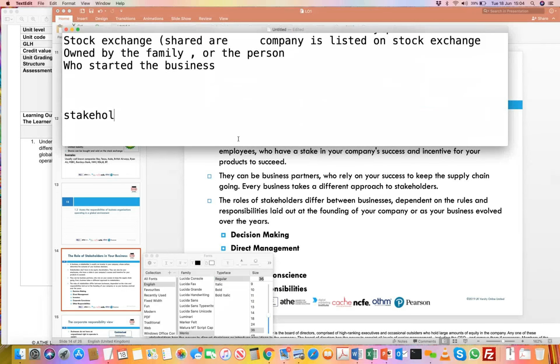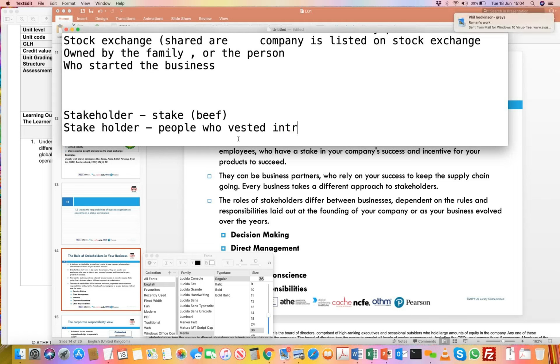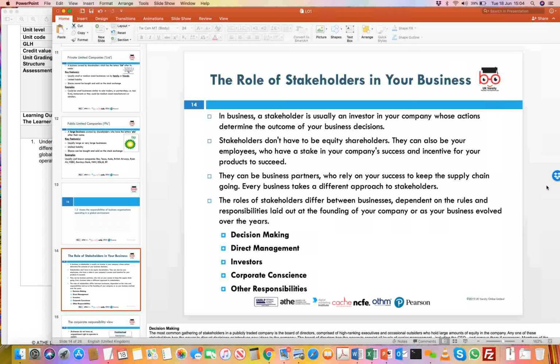So when we discuss stakeholders, stakeholder is not steak, it's not beef. Stakeholders are people who have a vested interest in the company. Correct? They have some sort of interest in the company or the business, so they are called stakeholders. People who invest in the business, such as an investor, are stakeholders. People who work within a company as employees could be stakeholders. Directors can be stakeholders because they are responsible for management decision making.